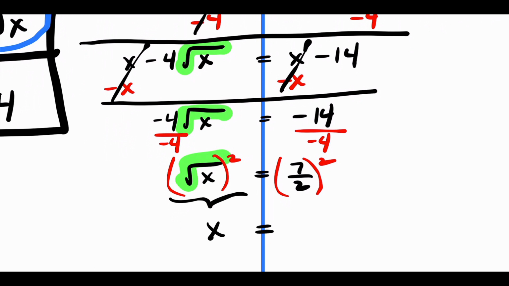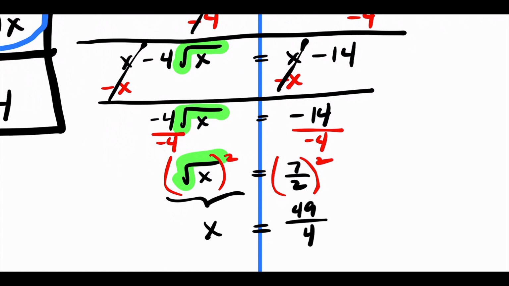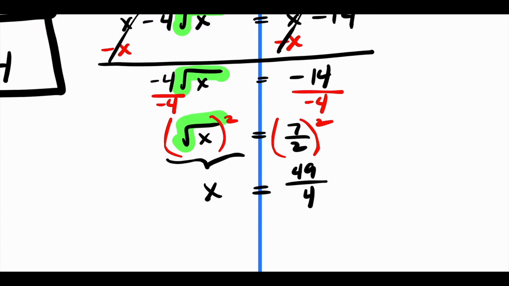How do I square a fraction? It's easier than you think. You just square the top and square the bottom. So what's 7 squared? 49. 2 squared is 4. I don't think that fraction will reduce, so you're done.